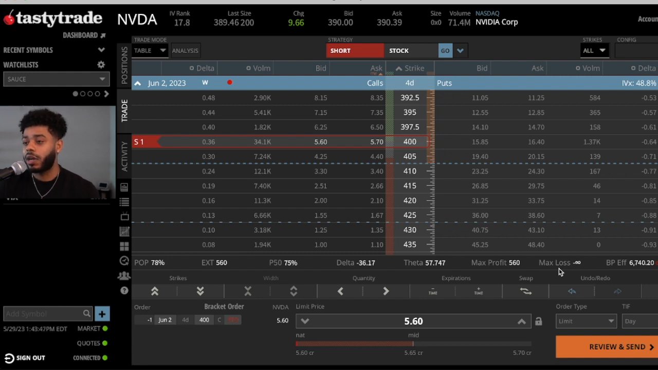But if the stock goes up to $100, you can lose $90. If the stock goes up to $1,000, you can lose $990. So it's the same case whenever you're shorting stocks. Now you might look, the max profit's $560.